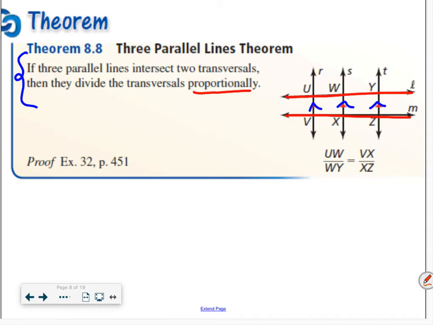So if we take a look at this picture over here, it's saying that UW, this piece, over WY is supposed to be equal to VX over XZ. And as you can imagine, that would allow us to solve lots of different things because it's not just necessarily a triangle here.